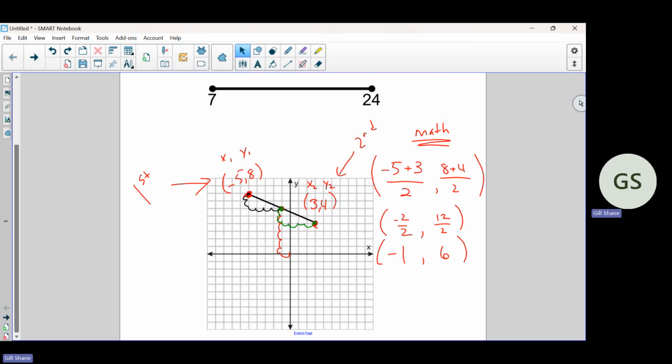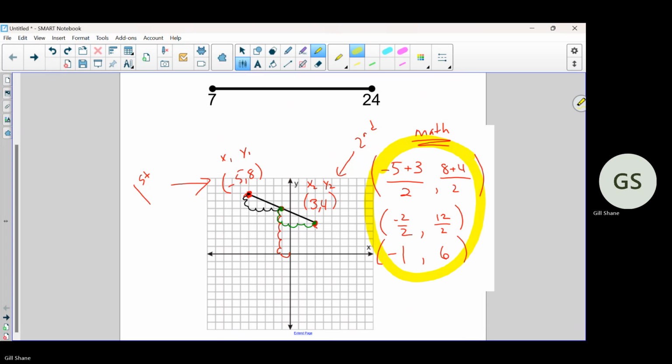So that's another quick check you can use. If that confused you, don't worry about it. Just make sure you understand how to use the formula right here. X1 plus X2 divided by 2, which is that. And then Y1 plus Y2 divided by 2, which is that. So basically just add the X's together, divide by 2, add the Y's together, divide by 2, and that'll give you your final answer right there.